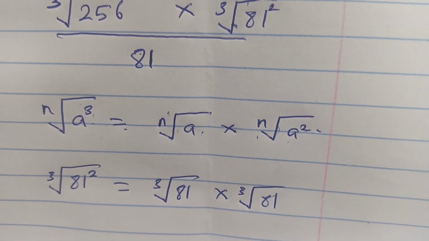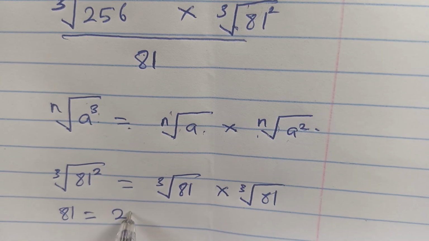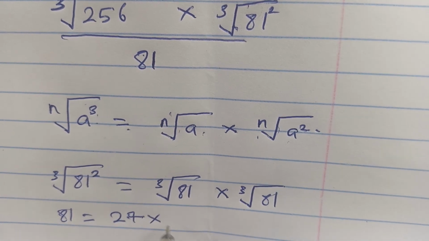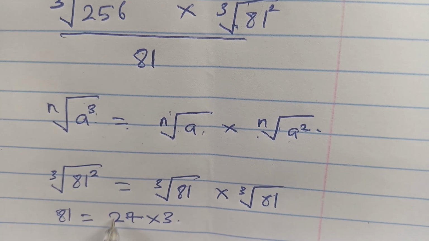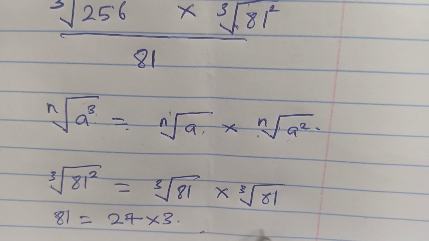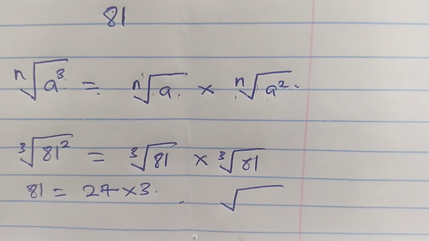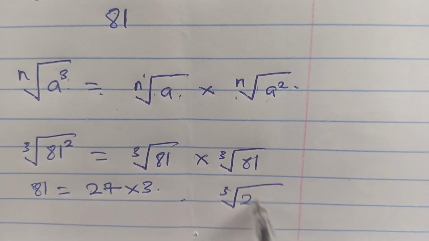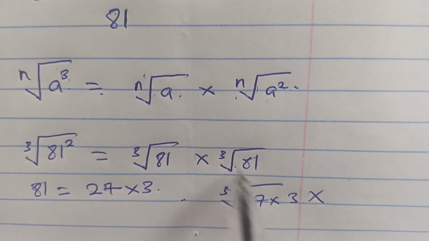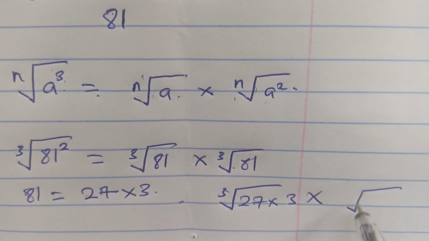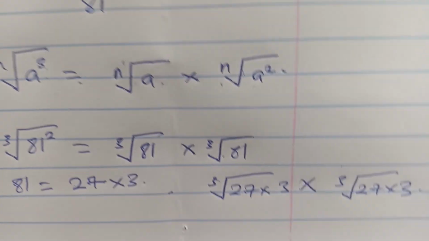And recall, 81 is equal to 27 times 3. So wherever I see 81, I can put 27 times 3. So I can say the cube root of 27 times 3, times, do the same thing here, the cube root of 27 times 3.